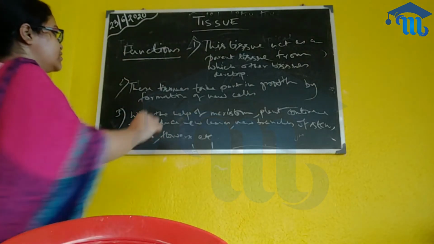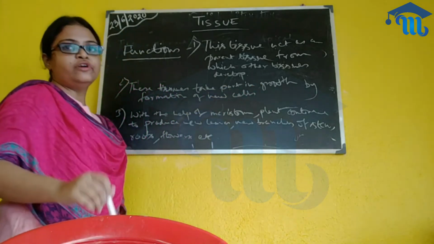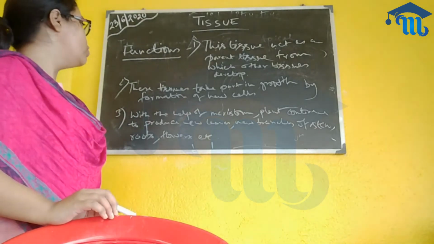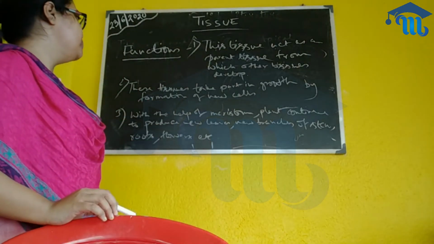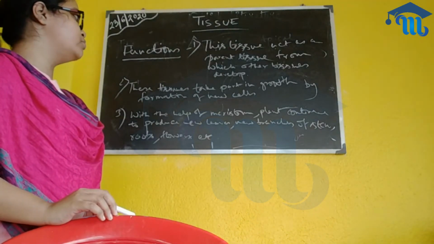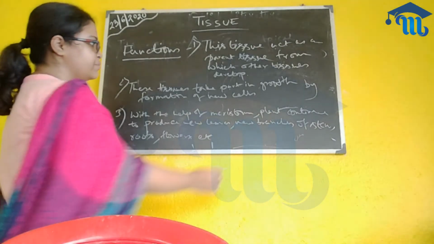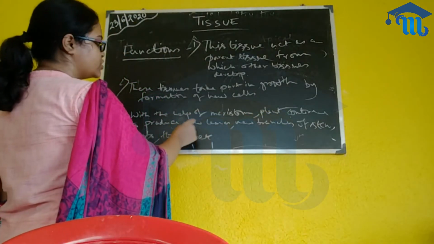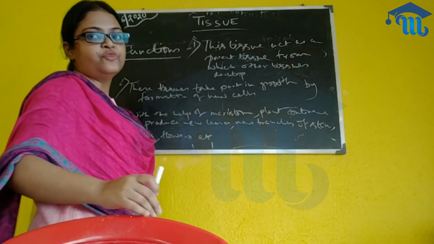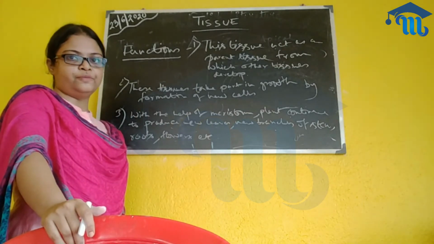The second function is that these tissues take part in growth by formation of new cells. We have already said that it is mainly called a growth tissue. And the third one is that with the help of meristem, the plant continues to produce new leaves, new branches of stem, roots, flowers, etc. So it also helps in the formation of new parts of the plant.